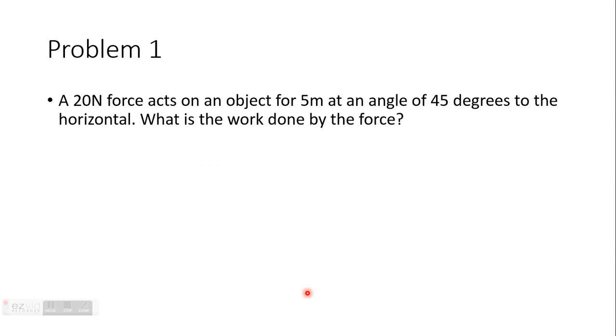So here's our first problem. A 20 newton force acts on an object for 5 meters at an angle of 45 degrees to the horizontal. What is the work done by the force? We're just going to plug these into our formula. So it's 20 newtons times 5 meters times the cosine of 45 degrees, which is about 70.7 joules.